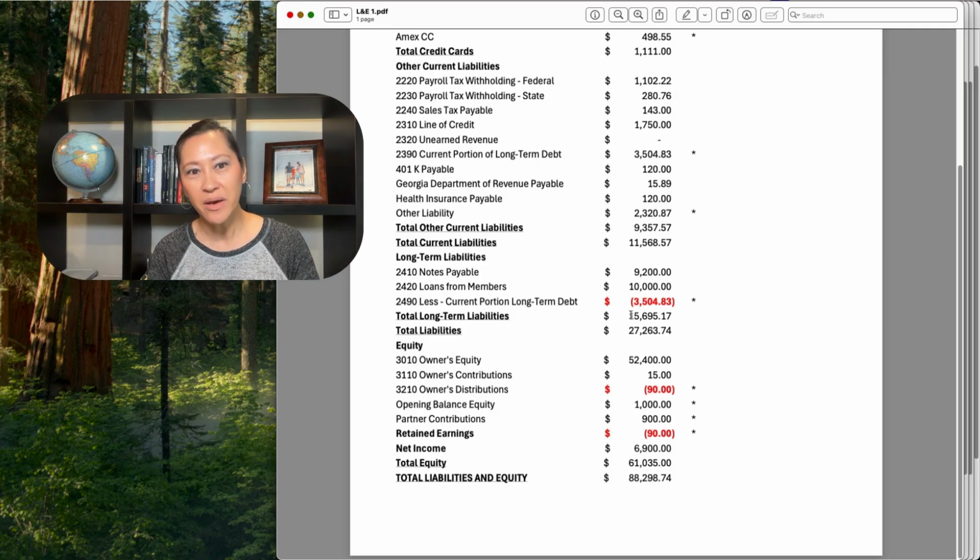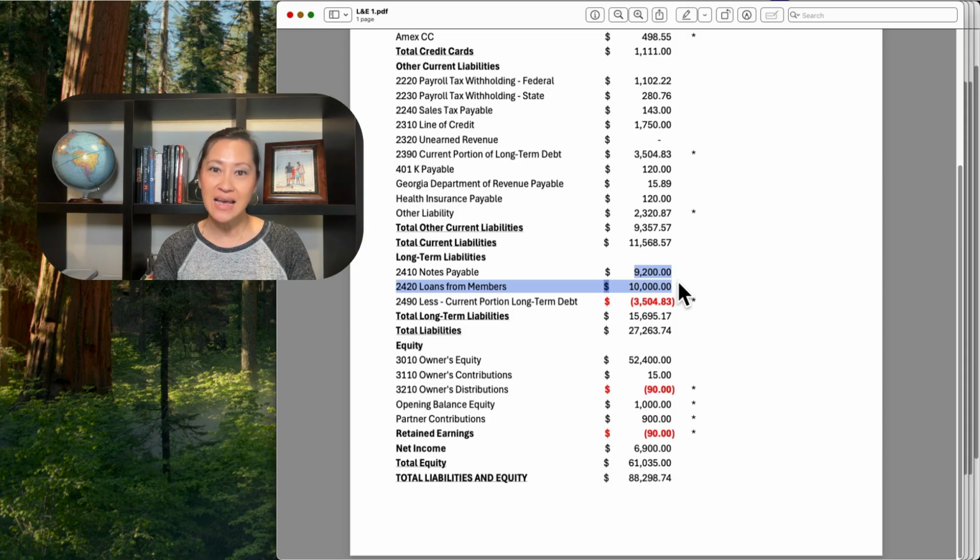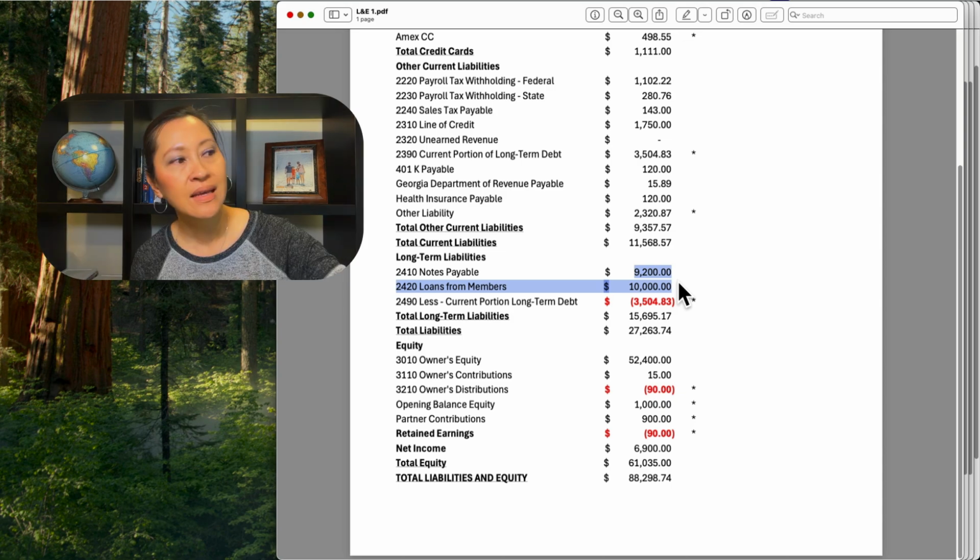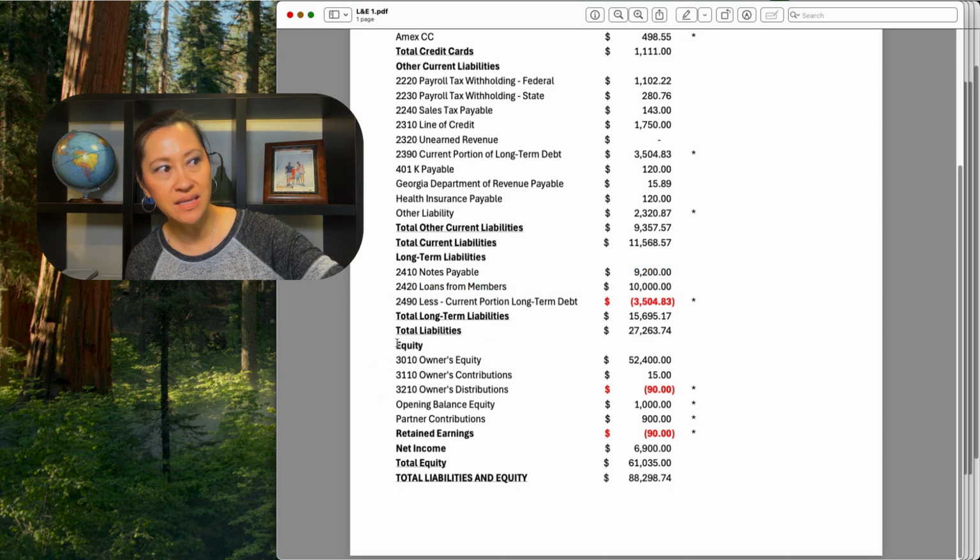So a couple of key points. Less current portion of long-term debt should always be negative. Long-term loans themselves should never be negative. If they are, it usually means the loan was mistakenly classified as an asset instead of a liability. So this setup helps you and your client quickly see how much debt is due this year versus over the long term. Now let's take a look at the equity section.